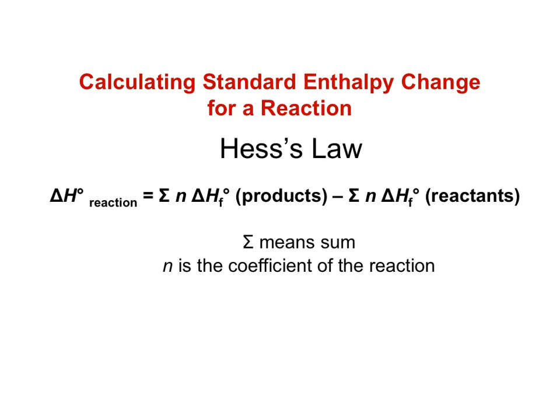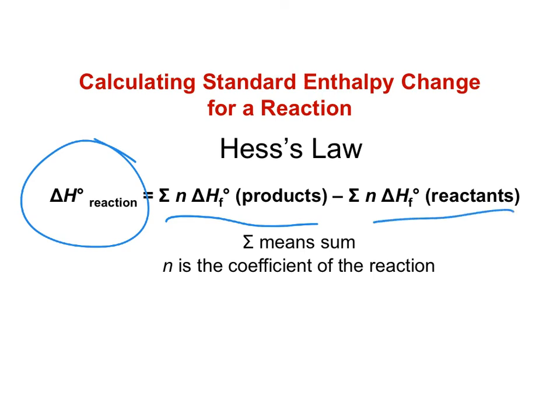Okay, Hess's law can be summarized this way in saying that the delta H of a reaction, right, is a summation of the delta H of formation of the products minus a summation of the delta H of formation of the reactants. And don't forget, we have to use the molar quantities, right? So stoichiometry is still involved here.